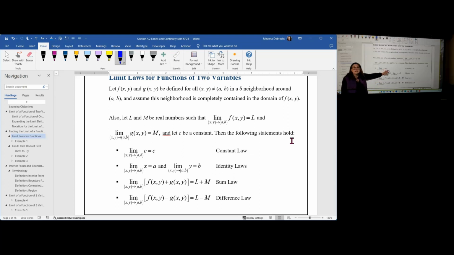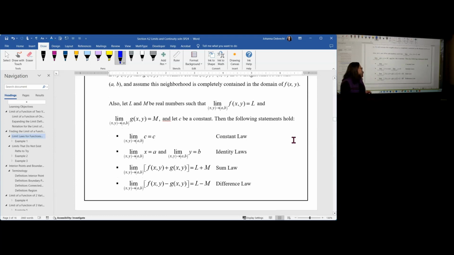The limit of a constant is still a constant. This is the constant law that we saw in Calculus 1, and it applies in multidimensional space as well. Then we have what are called the identity laws. We had something very similar earlier in the case of a function of one variable. The limit as x approaches 2 of x is 2. We just substitute the value in. In this case, we split it into two parts because we have two independent variables. The limit as xy approaches AB of x is A, and the limit as xy approaches AB of y is B.